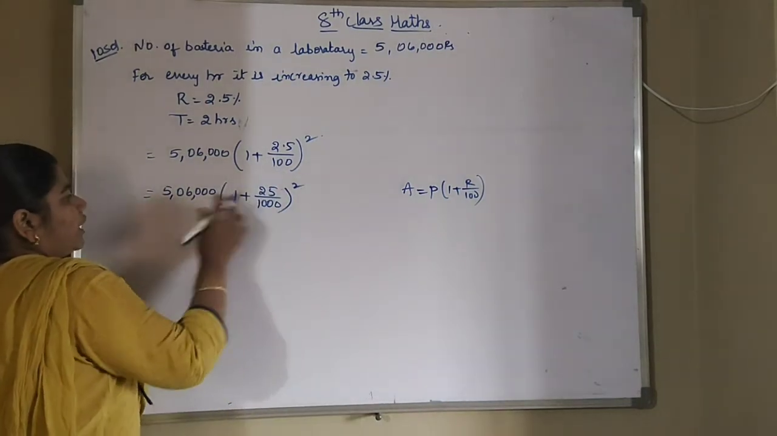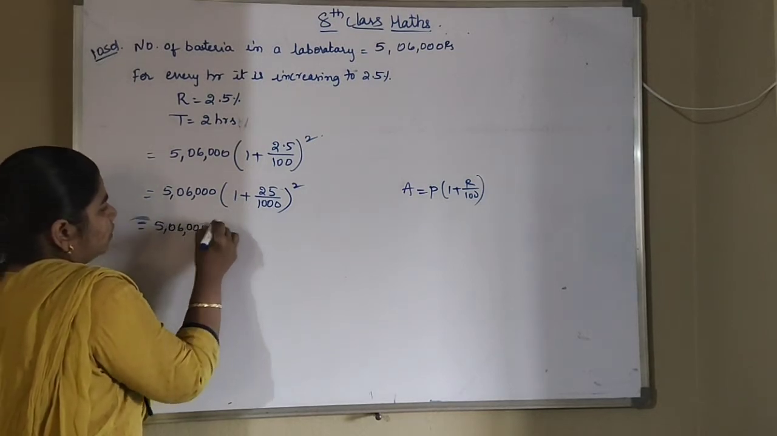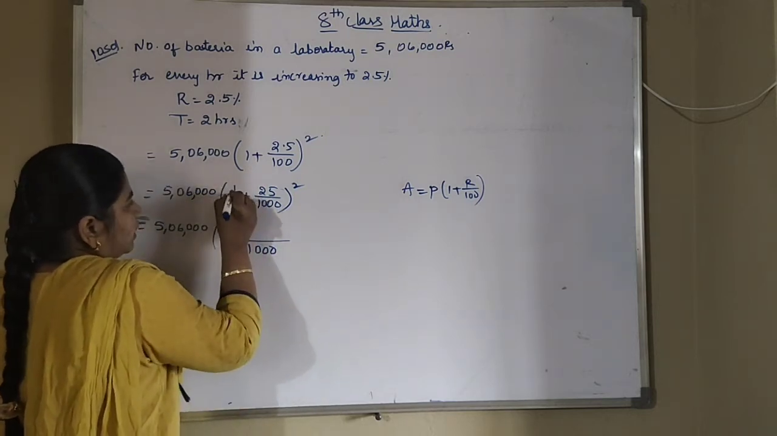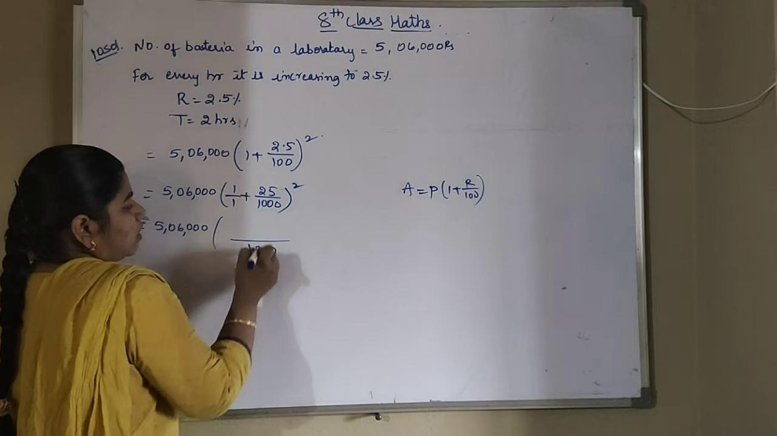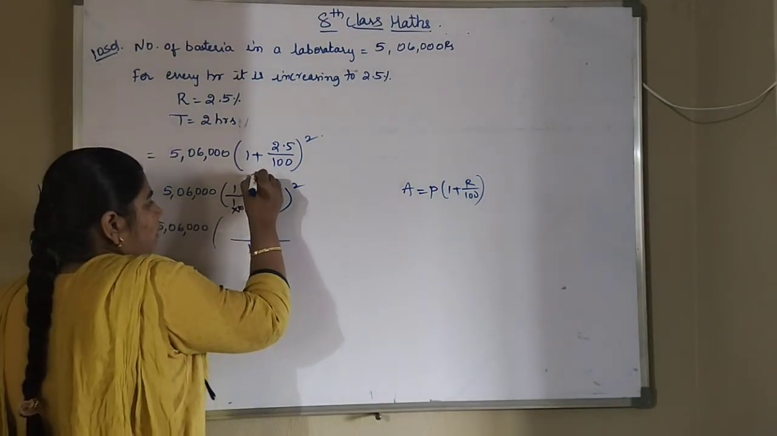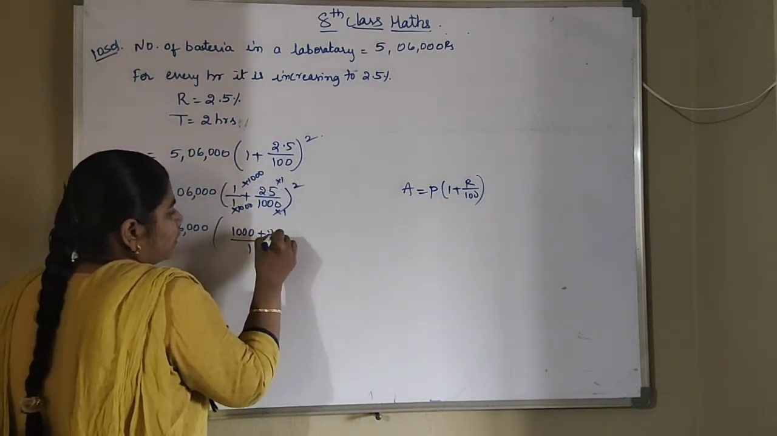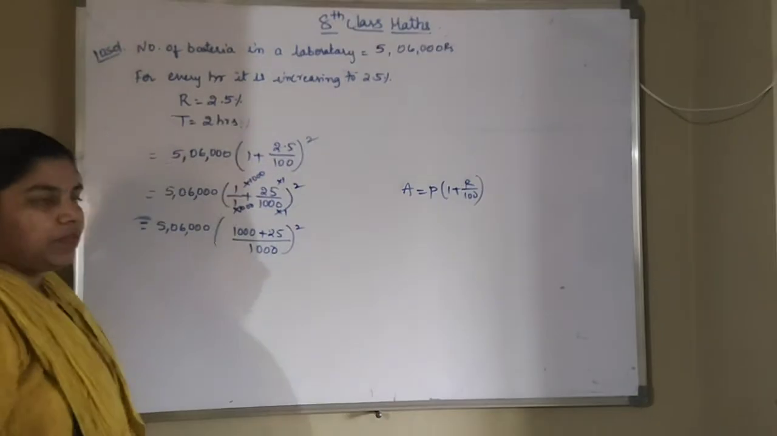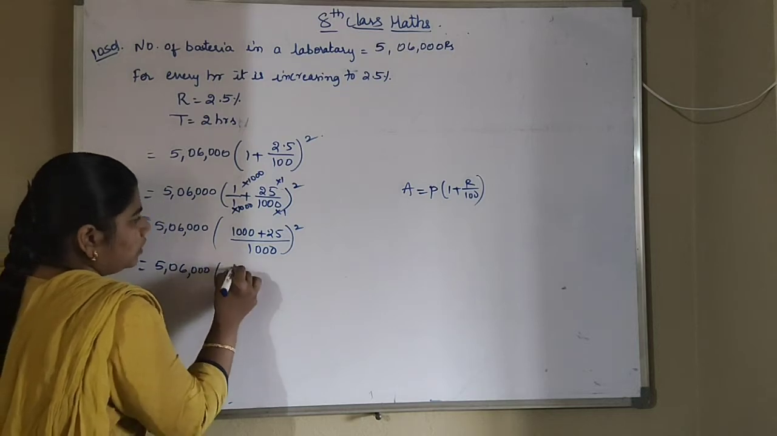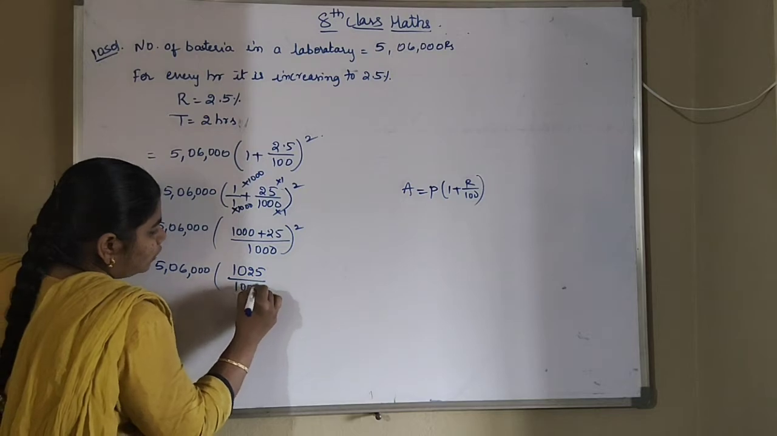Okay, now here you take the LCM. That is 5,06,000 into (1 plus 25 by 1000). Here the LCM is what? 1000. In the denominator you are not seeing any value, that means 1. So 1 and 1000 LCM will be 1000. So that will be (1000 plus 25) whole square. That will be 5,06,000 into (1025 by 1000) to the power of 2.